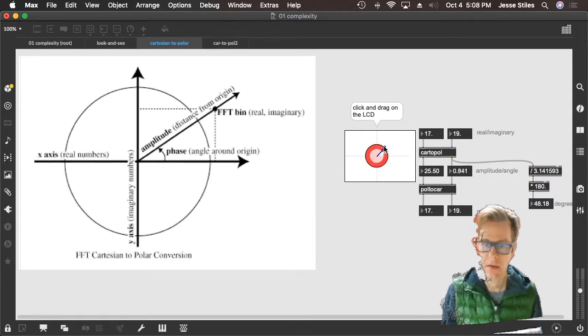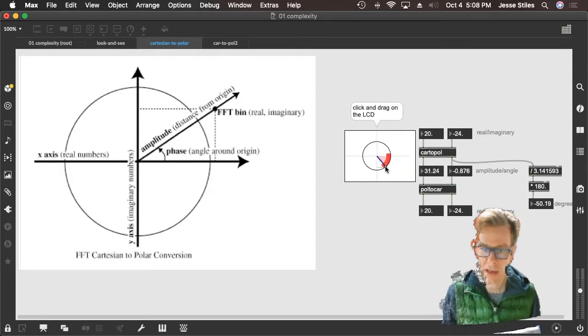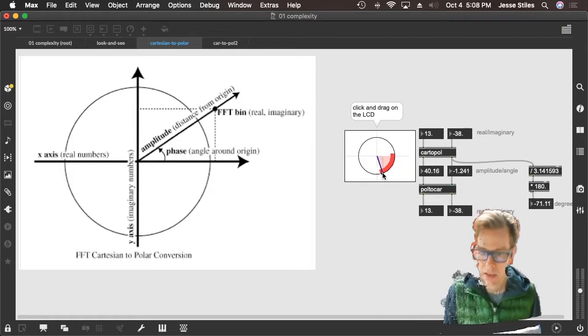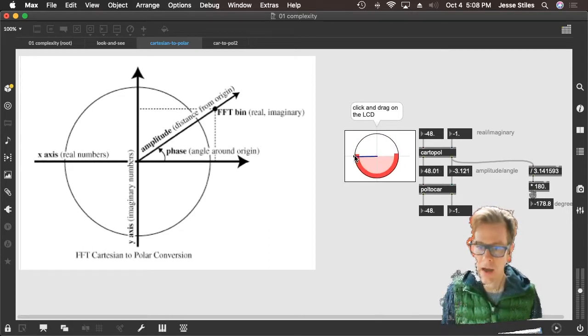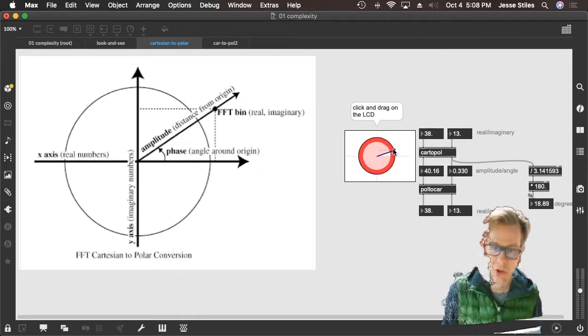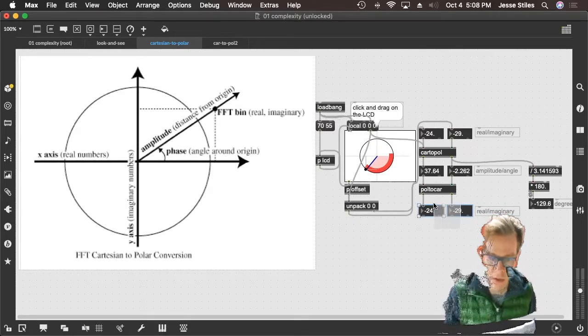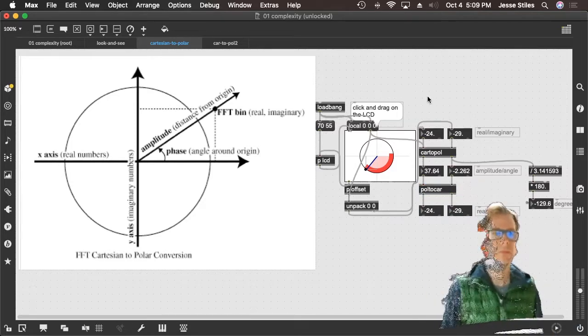So you can see anywhere where we're displaced from 0, 0, we have a high amplitude, and what we're changing as we move around is the angle. So we're going from 0 to pi, and then minus pi back to 0 as we move around this way. So that's like the amplitude and the phase. And we can convert them back into Cartesian coordinates using pole to car, which stands for polar to Cartesian.